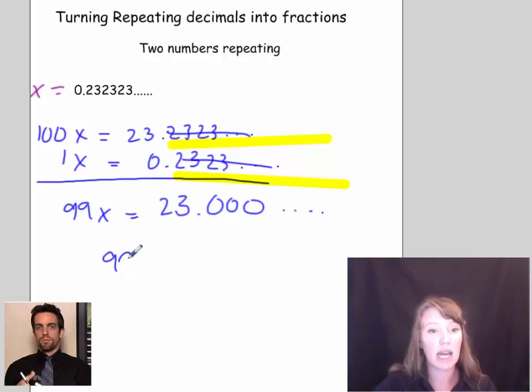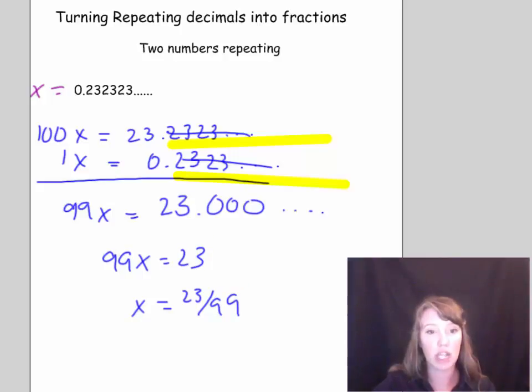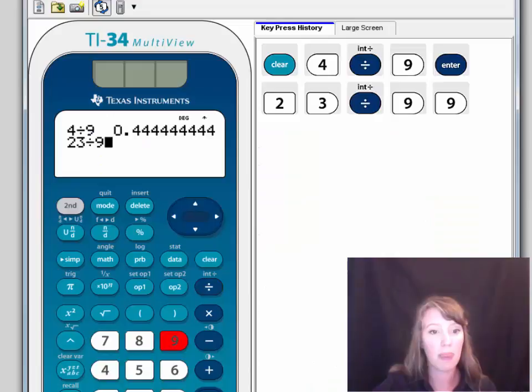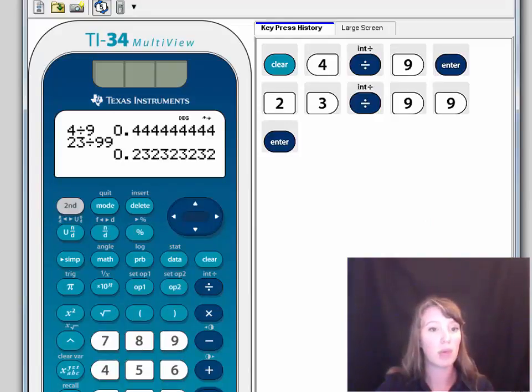Okay, so you have 99x is equal to 23. Well, that makes x equal to 23 over 99. And again, I could check it here. So 23 divided by 99 is going to get you 0.2323 repeating.